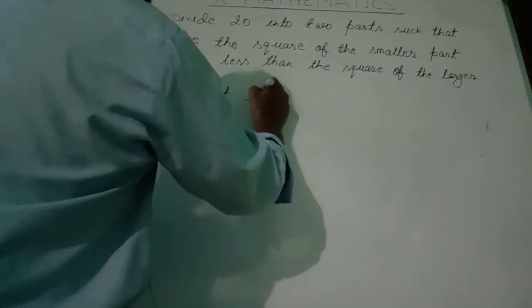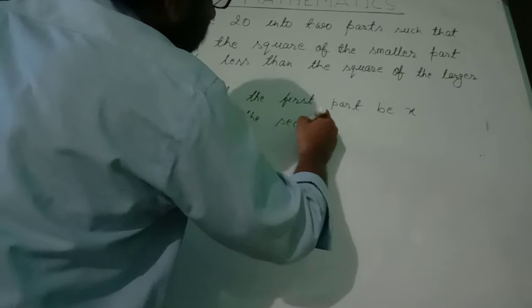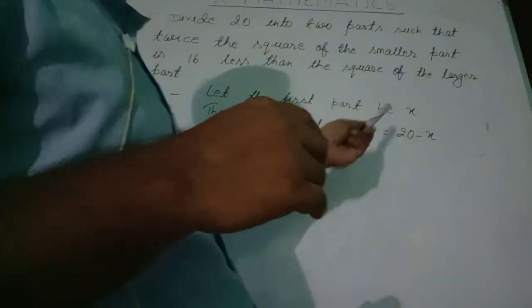Let the first part be x, then the second part is equal to 20 minus x, because we are asked to divide 20 into two parts. First part is x, so second part will be 20 minus x.